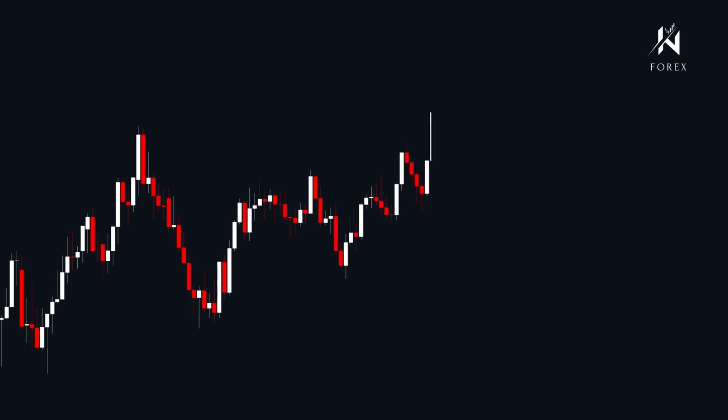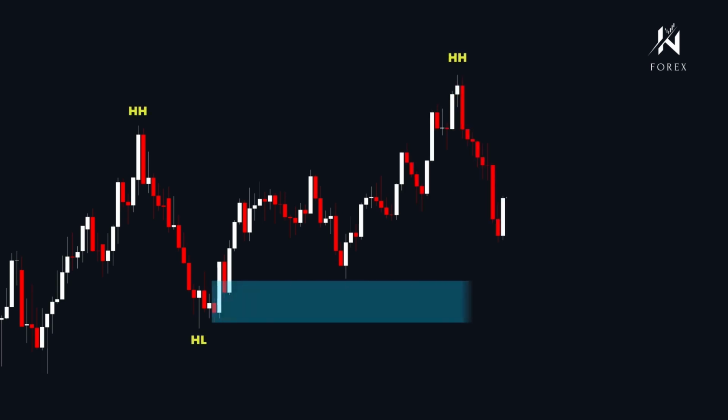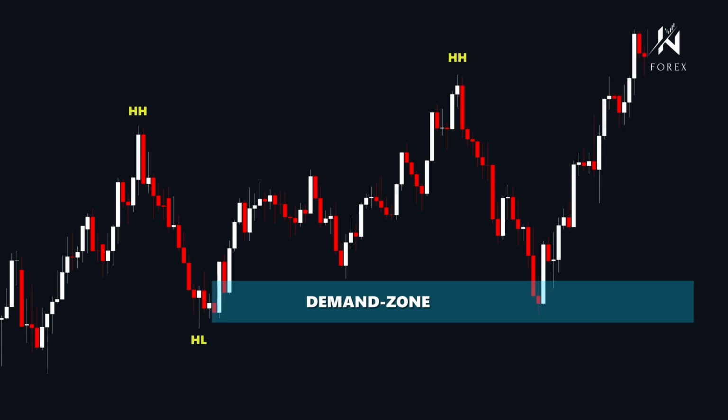Imagine the market is in an uptrend. Price is making higher highs and higher lows. Then price pulls back a little and pushes higher again, breaking the last high. That's a break of structure. It tells you the uptrend is still strong. You can draw a line across the last high to mark it. Once price breaks and closes above that line, that's your confirmation.